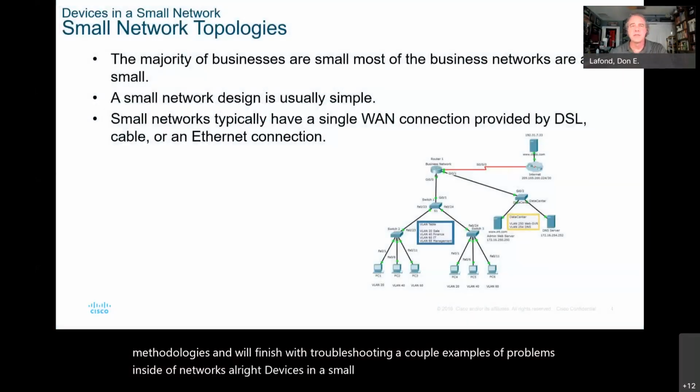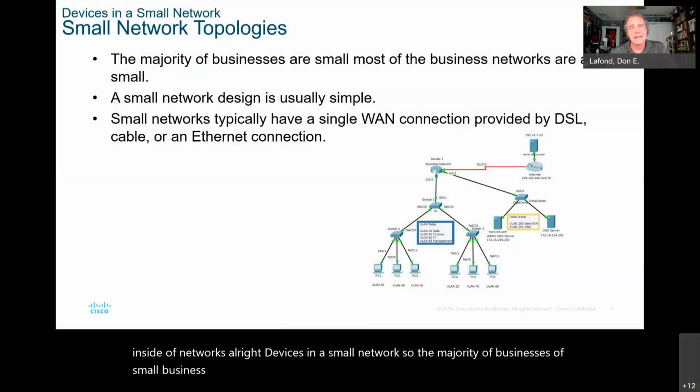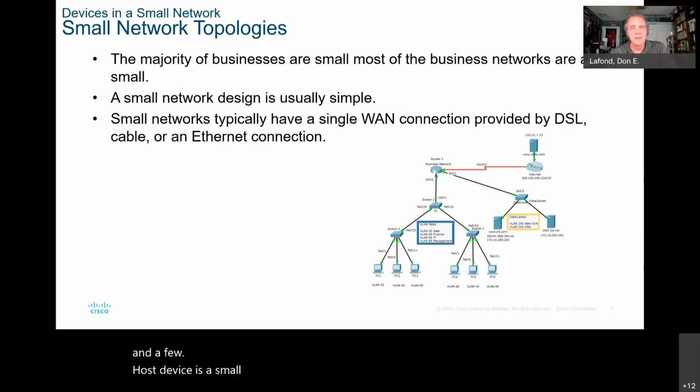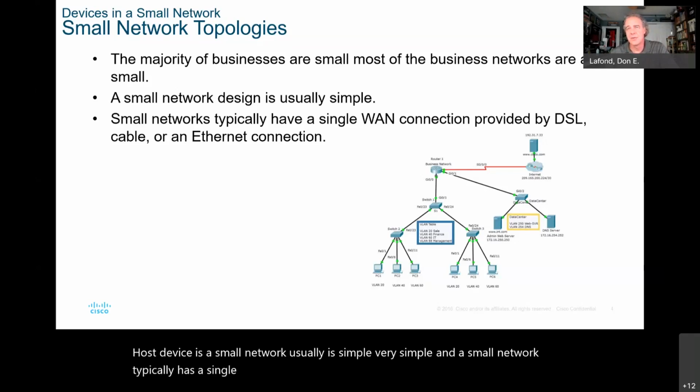The majority of businesses are small business networks, consisting of a couple routers, a couple switches, and a few host devices. A small network usually is very simple, and it typically has a single WAN connection out to your ISP, whether it be a DSL, cable, or Ethernet connection.